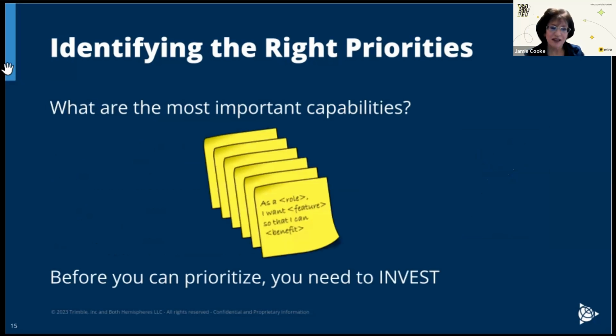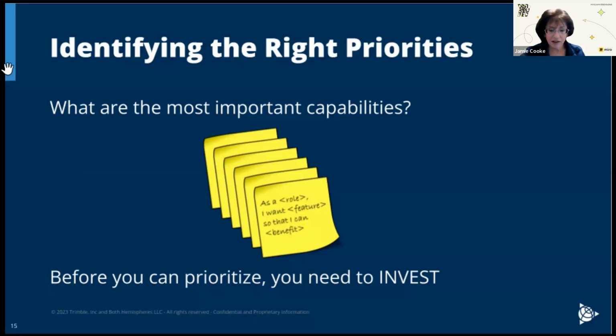So the question on the table, you have a Miro board that has 100 sticky notes on it. Where do you begin? What are the most important capabilities to focus on? How do you populate the top-down product backlog? And in the Agile world, there's a method called INVEST. And it's a great place to start.